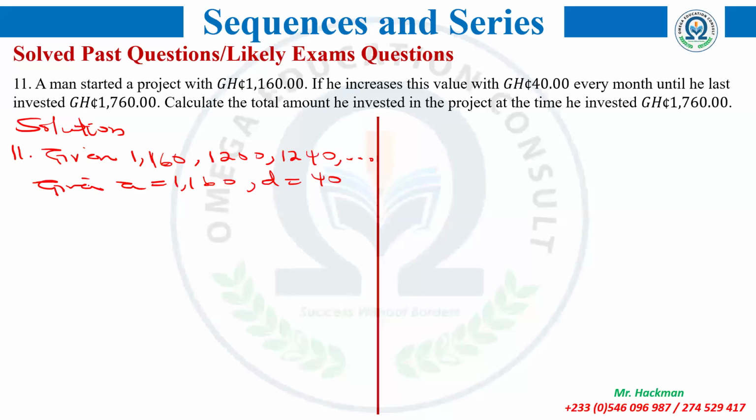At this point, I'll write, this implies that A is equal to this and D is equal to that. Or I can study the nature of the sequence and write, this is an AP. For an AP, I know how to deal with it. But what are we looking for? The question asks us to calculate the total amount he invested in the project at the time he invested this. So what are you looking for?